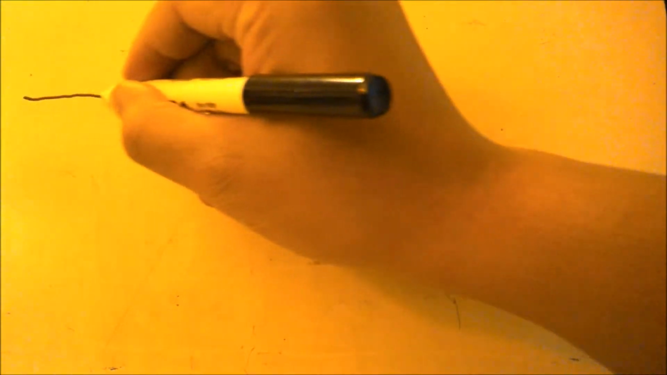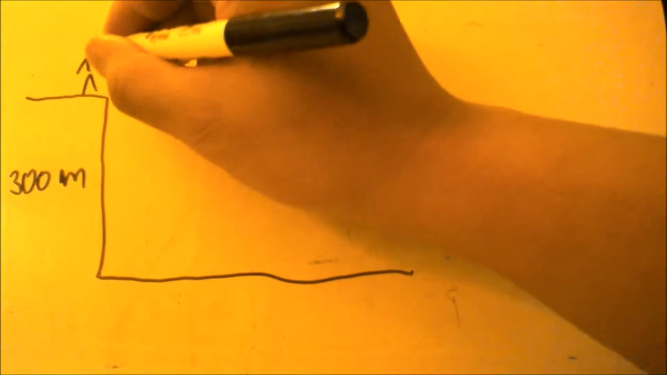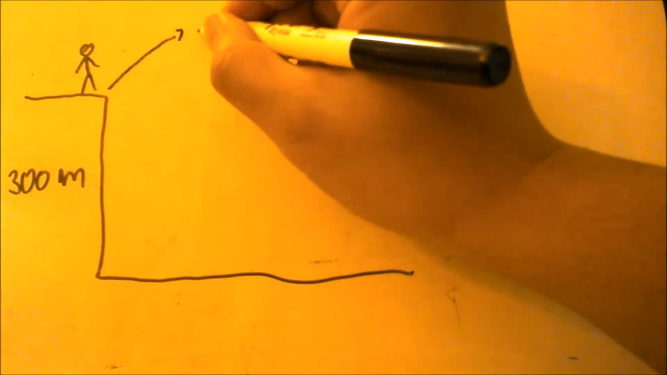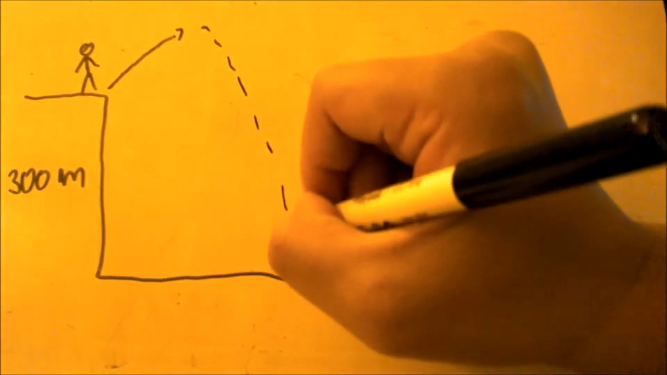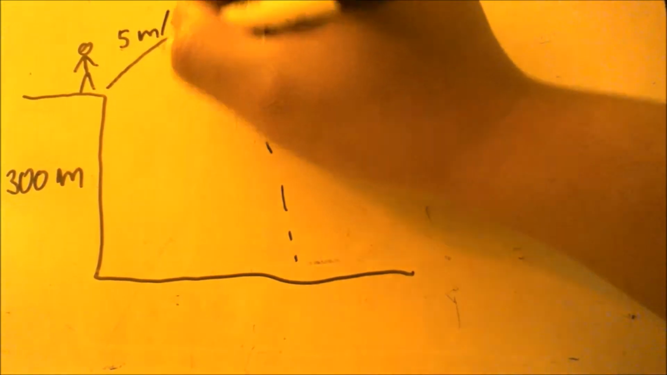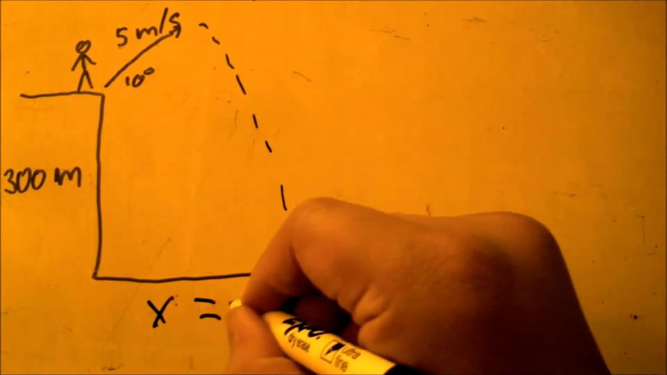Here's our cliff, there's the base, 300-meter cliff, the little boy kicking the ball, my bad, the rock. So 5 meters per second at an angle of 10 degrees. And x, which we don't know.